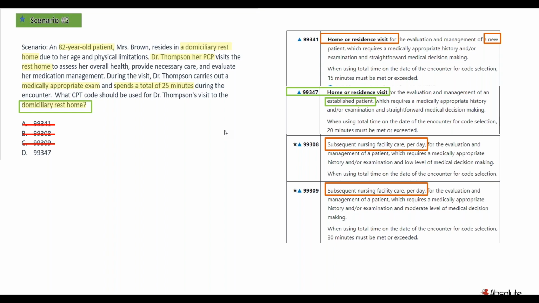And what's the total time spent here? It's 25 minutes, and these codes are used when the total time on the date of the encounter for the code selection is 20 minutes or more.